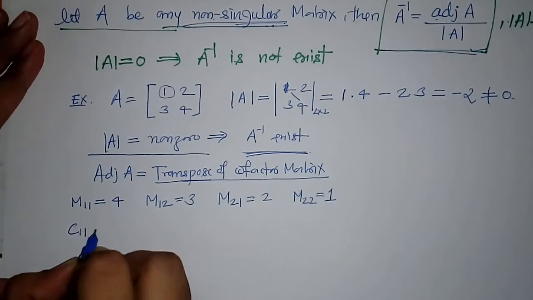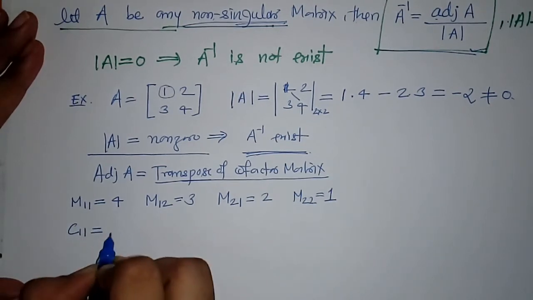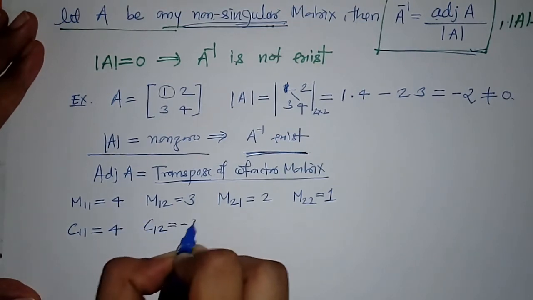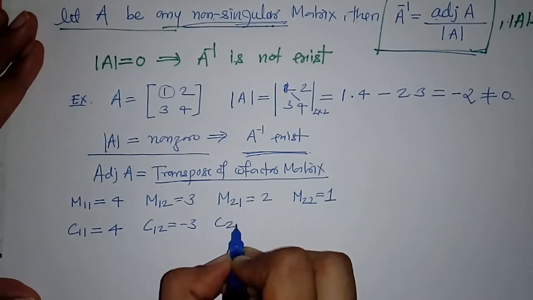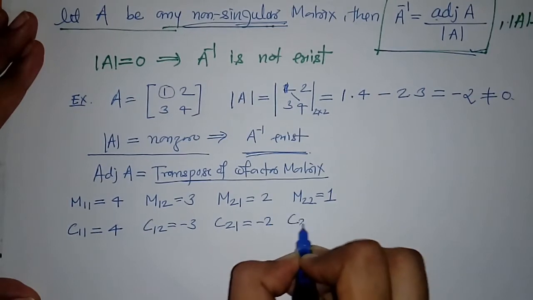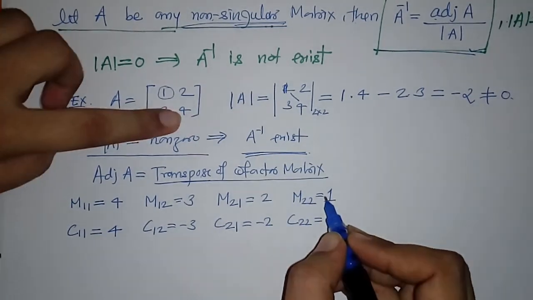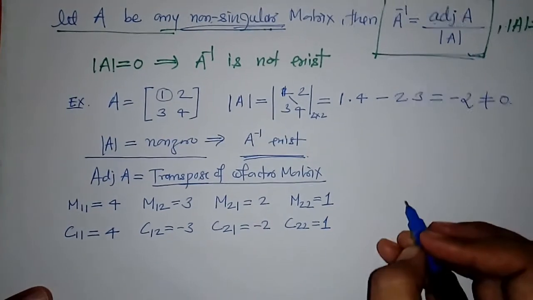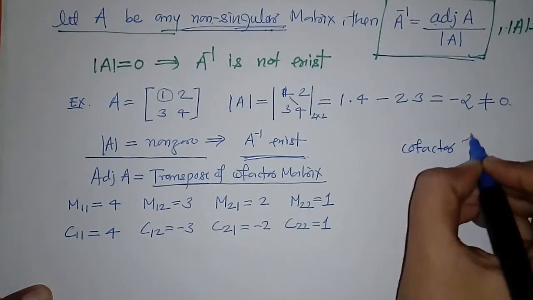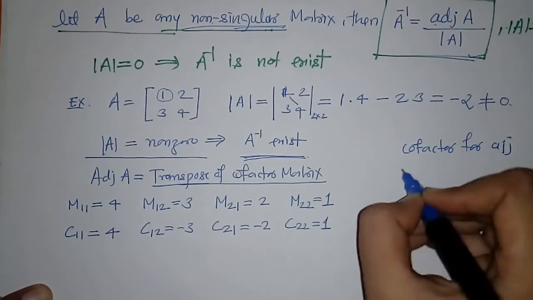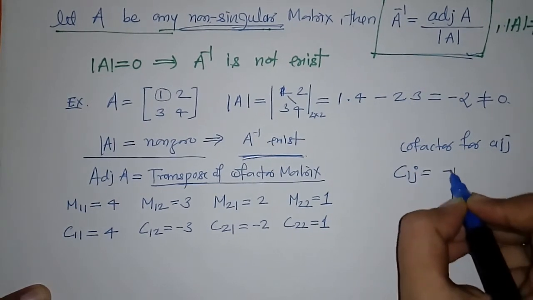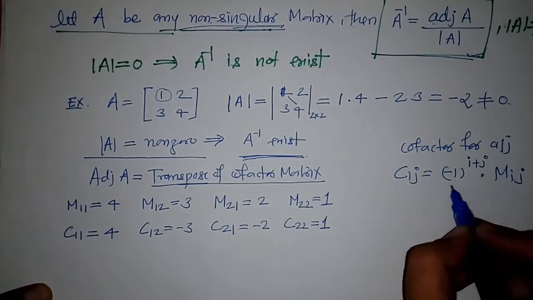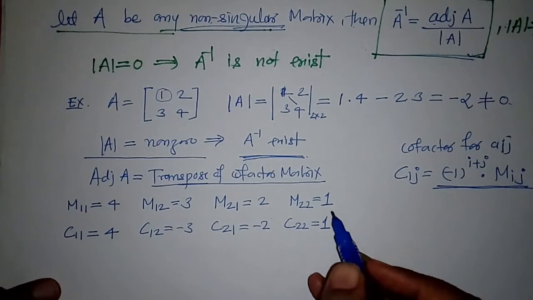So by using these minors, we have to find the cofactors. So the cofactor of this is 4, and the next cofactor is minus 3. Its cofactor is minus 2. And the cofactor of this element is plus 1. We have found all these cofactors by using this formula: Cij is equal to minus 1 raised to i plus j into the minor of that element, right? By using this, we have found all these cofactors.